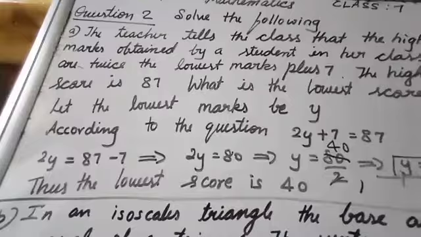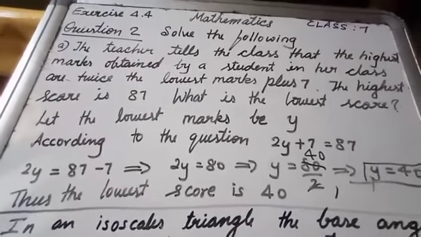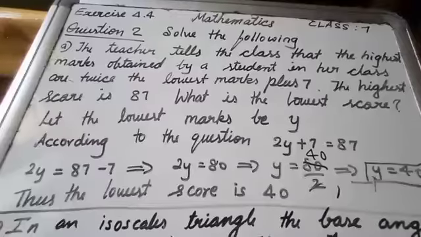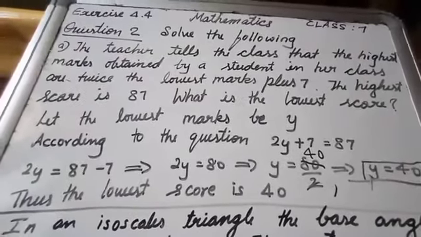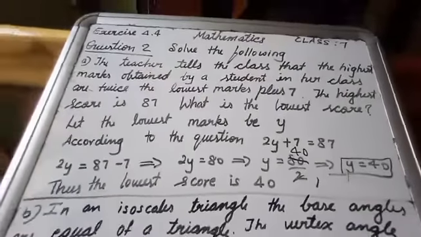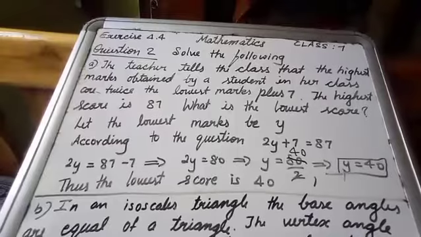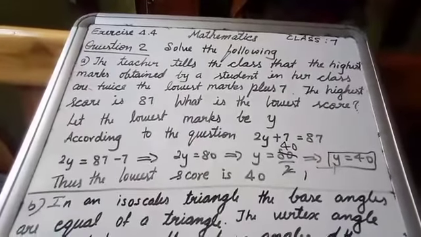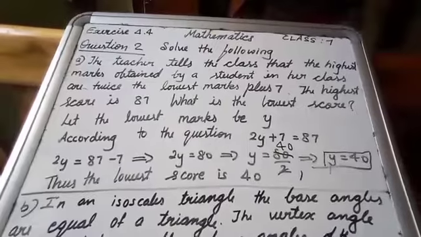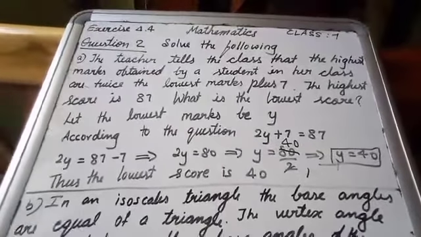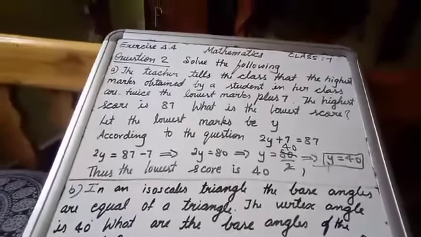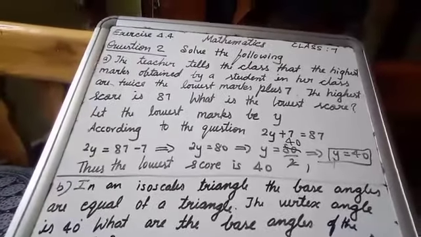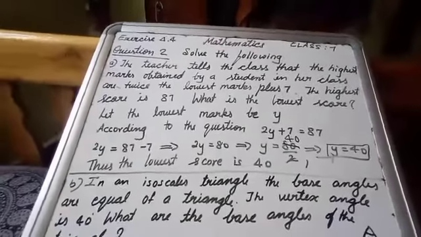Now the second question. In an isosceles triangle, hope you know that isosceles triangle means two sides are equal. In an isosceles triangle, the base angles are equal. The two base angles of the triangle are equal. The vertex angle, the vertex tip, is 40 degrees. What are the base angles?